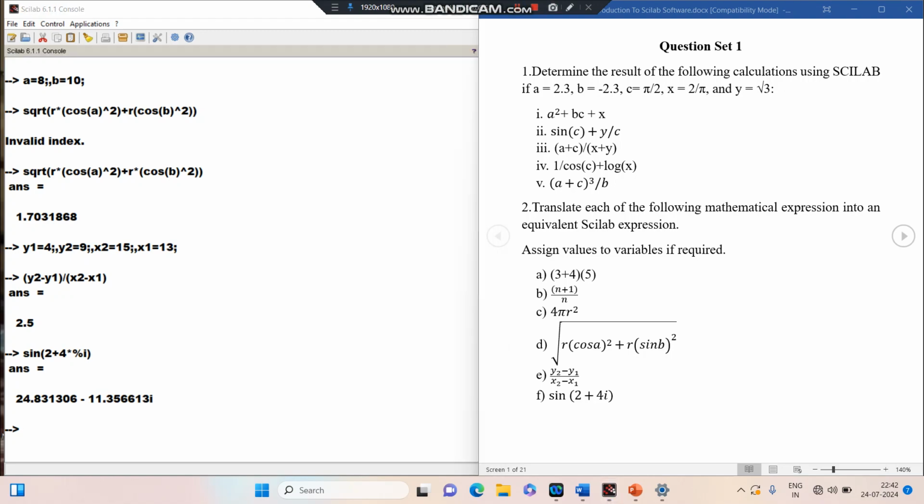So this way we have completed the question set 1. In the next lecture, we are going to cover the complex number and the related functions.